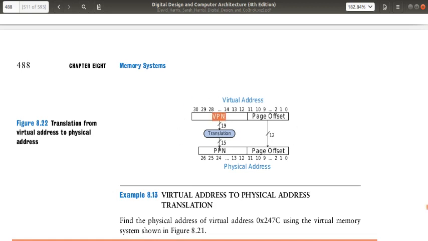Here VPN is virtual page number and PPN is physical page number. Bits 0 to 11, the least significant 12 bits, are translated directly to the page offset. Page offsets are the same, they won't change. But bits 12 to 30, that is the 19 bits of the virtual address, are translated to bits 12 to 26, that is the 15 bits of the physical address. So this is the whole virtual address, this is the whole physical address, and one part of the virtual address is directly taken to the physical address, which is the page offset part, and the other part is translated and converted to the physical address. This translation we have to check how it is done.